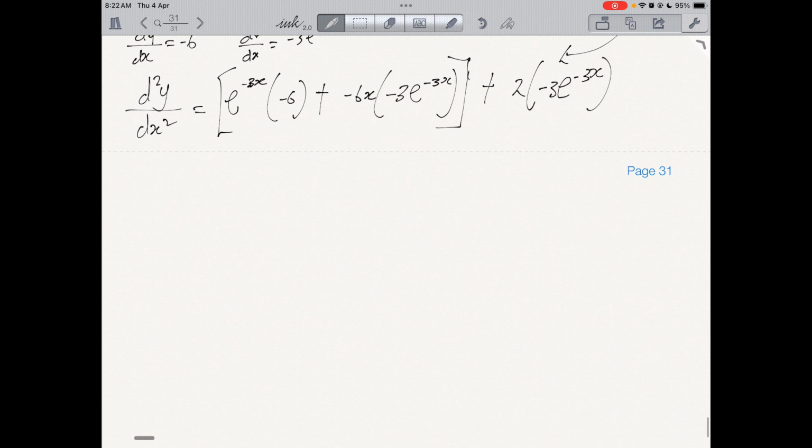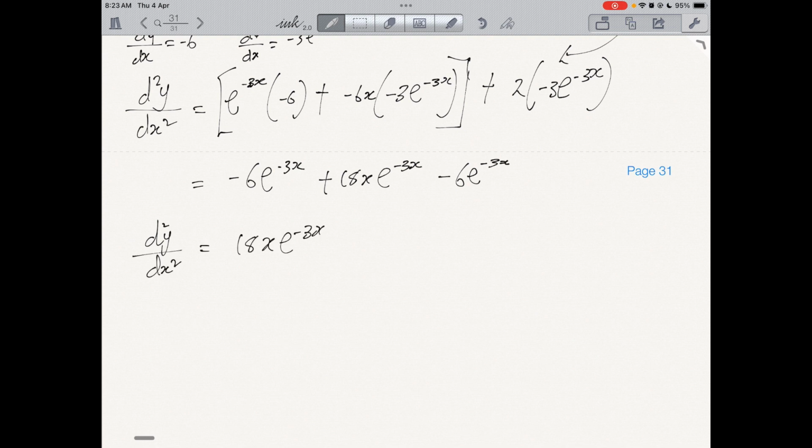Now let's simplify further. So this will give us minus 6 exponential minus 3x plus 18x exponential minus 3x and minus 6 exponential minus 3x. So in conclusion, our d square y dx squared is 18x exponential minus 3x minus 12 exponential minus 3x.